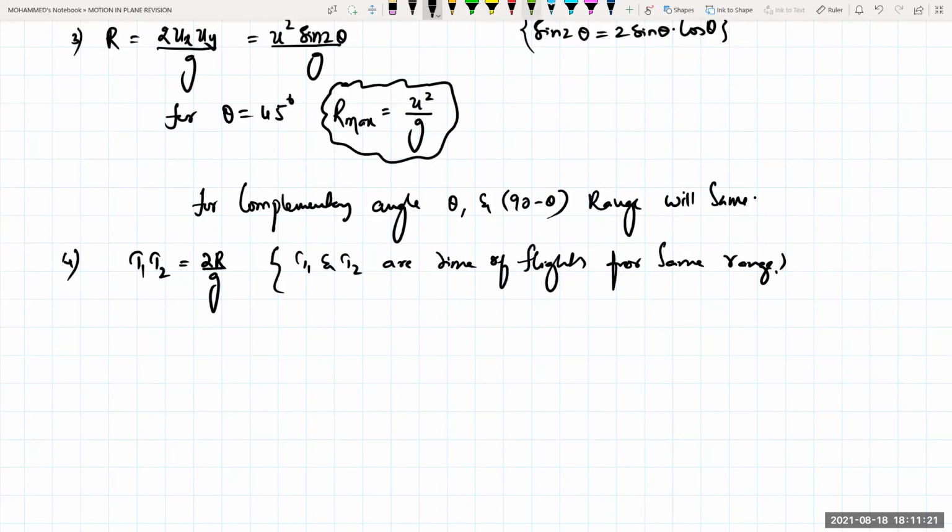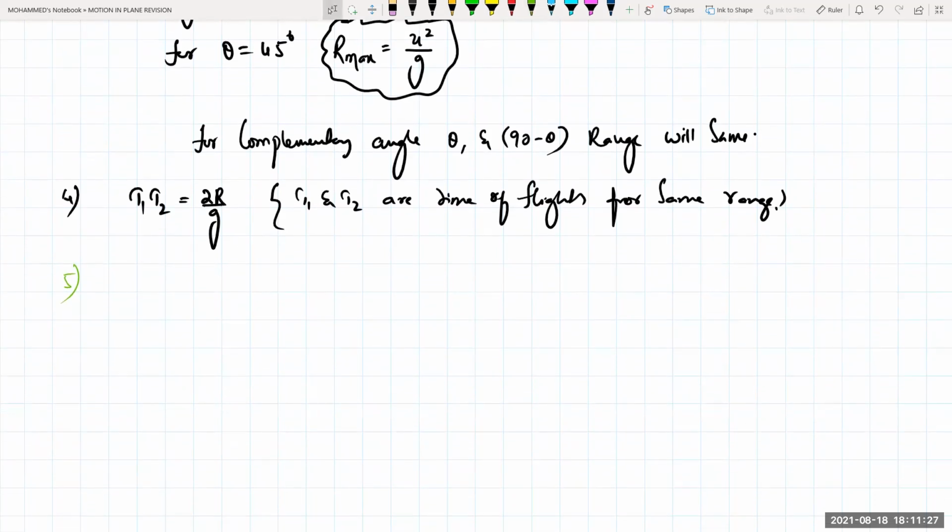Sure. And next one, very important, is your equation of motion. If a particle is having a constant velocity in one direction and acceleration in the perpendicular direction, the path will always be what? Parabolic path. So y is equal to x into tan theta minus g into x square divided by 2 into u square into cos square theta.